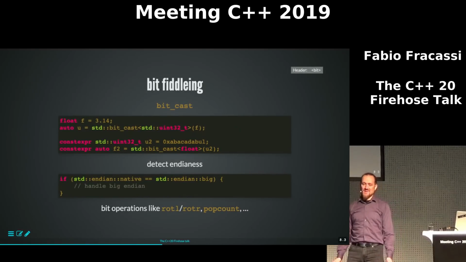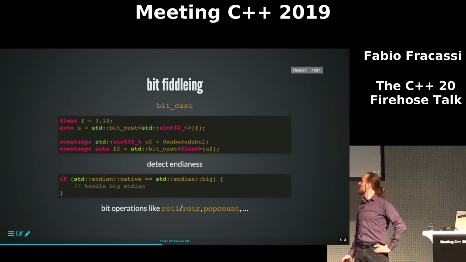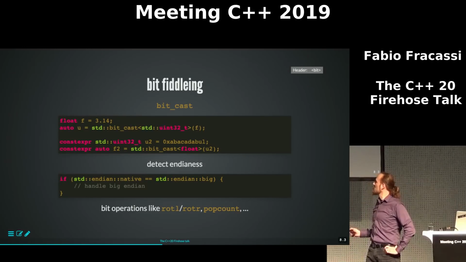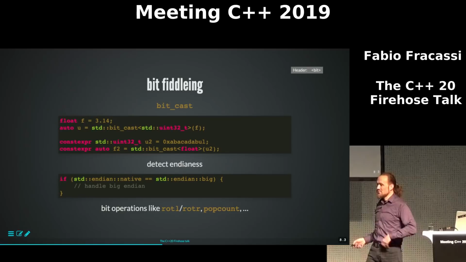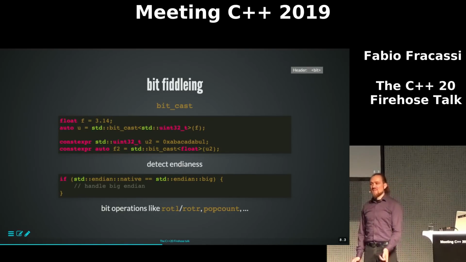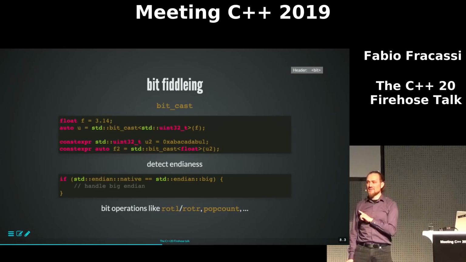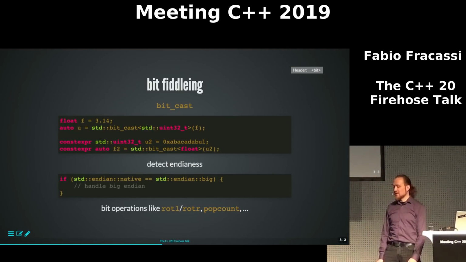So, speaking about low-level stuff, we have a bit of bit fiddling. Bitcast is new, and you can use it to really cast the bits of one type to another. Some people did this with reinterpret cast. That was always wrong. That was undefined behavior. You could have used memcpy for this, and this one makes it much nicer and helps the optimizer to do the right thing there.